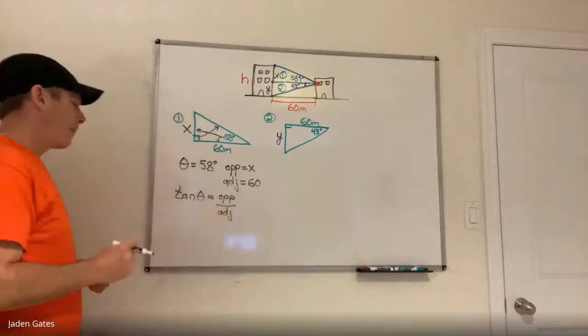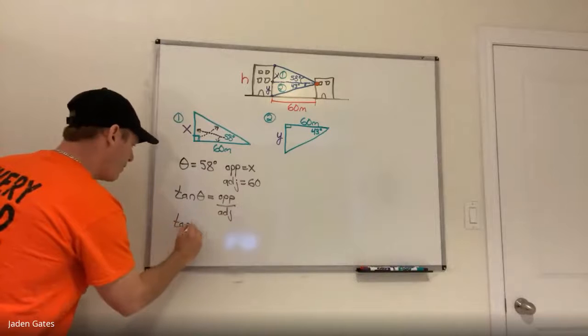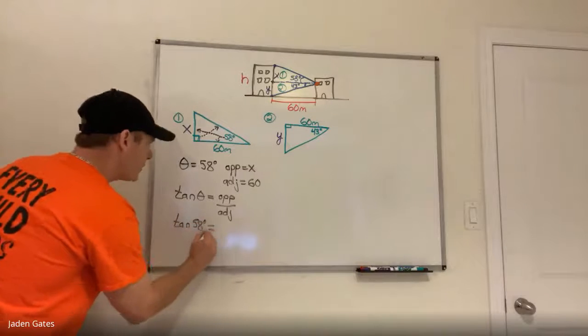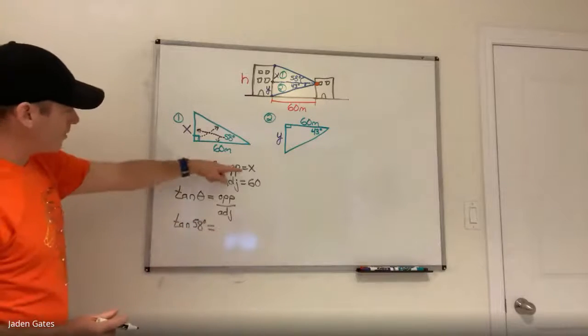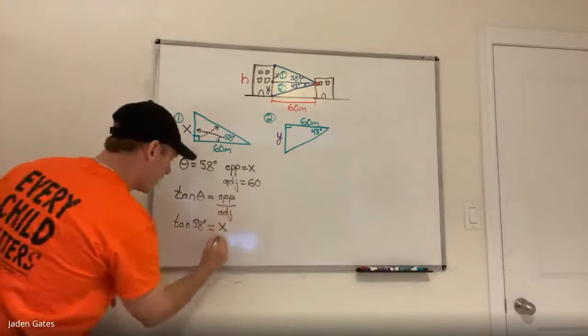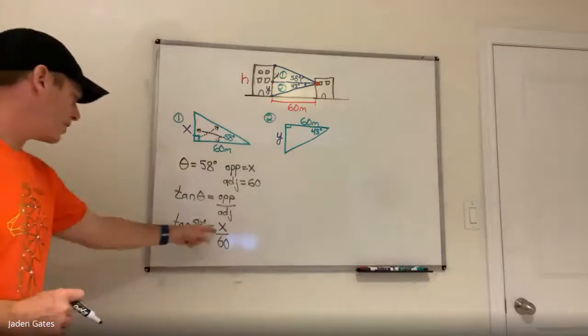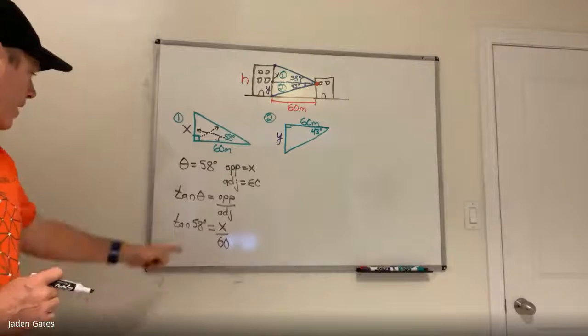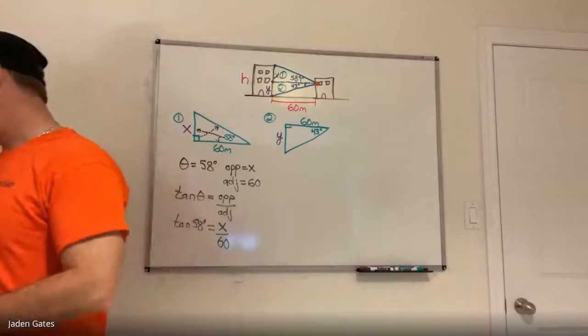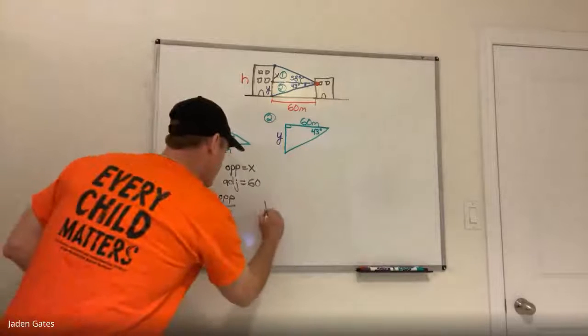All right, I'm going to sub my information in. So I have tan of 58 degrees is equal to, making sure I get everything in the right order, my opposite on the top, my adjacent on the bottom. So tan 58 degrees is equal to X over 60. Tan 58, I can type that into my calculator, and I get 1.6.